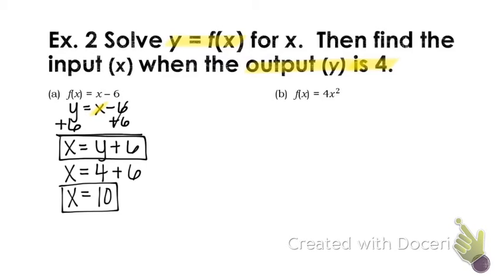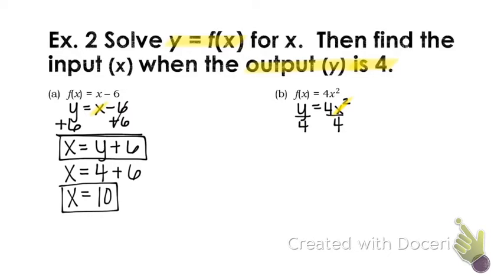Now for B, what's the first thing that you did? Change f of X to Y and bring down Y equals 4X squared. Now again, what are we trying to solve for? And right now our X is squared, and that's okay. We still got to get it by itself, so what do we do next? Divide both sides by 4.